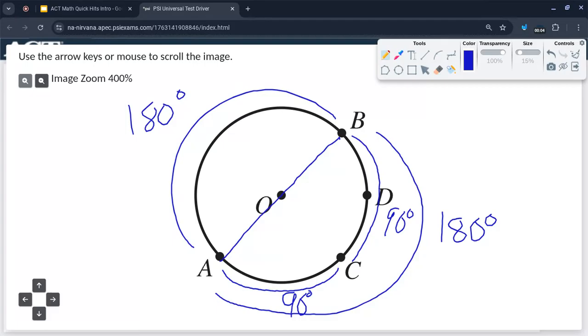And then it tells us that D is halfway in between B and C. So we can cut this in half again. If we cut 90 in half, this piece right here will be 45. It's a little tough to see. Sorry, there's drawings and everything all over the place.